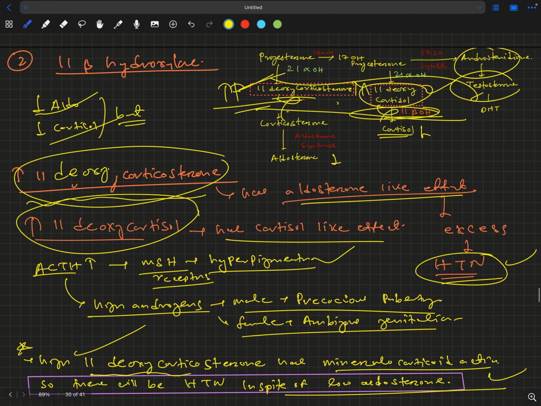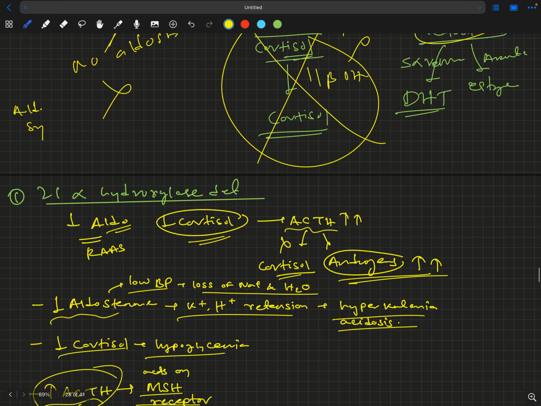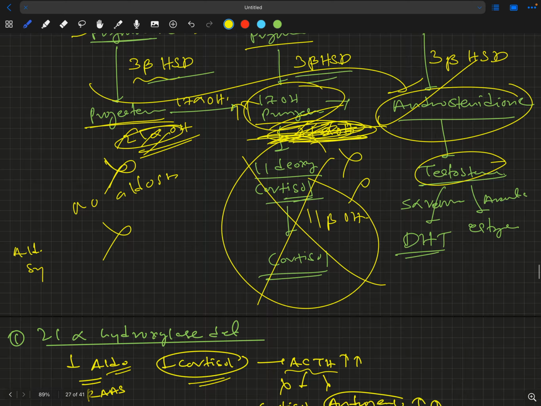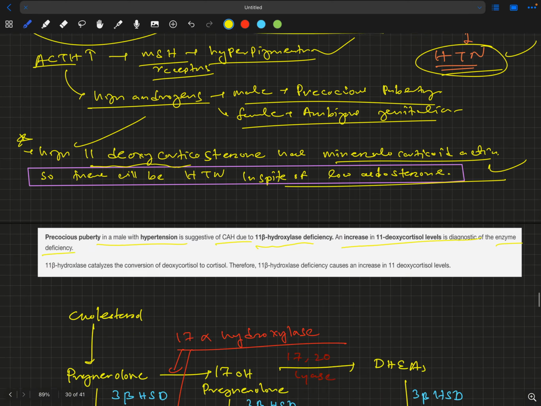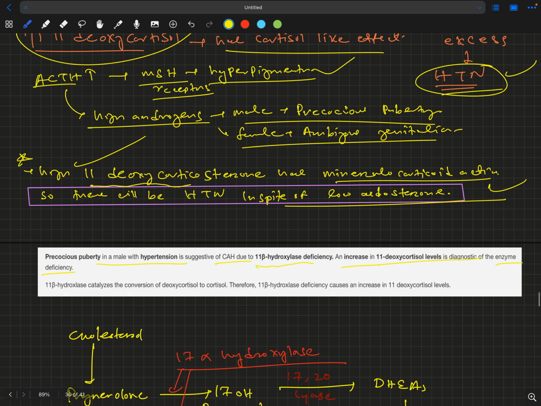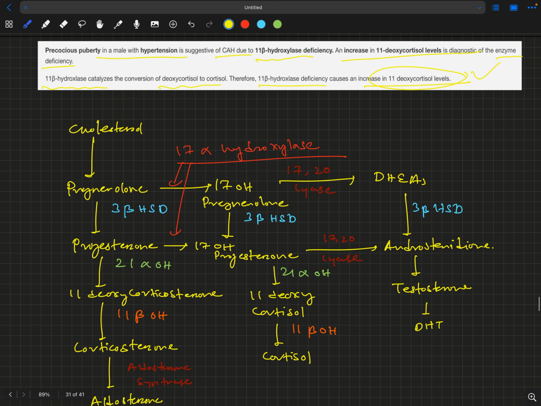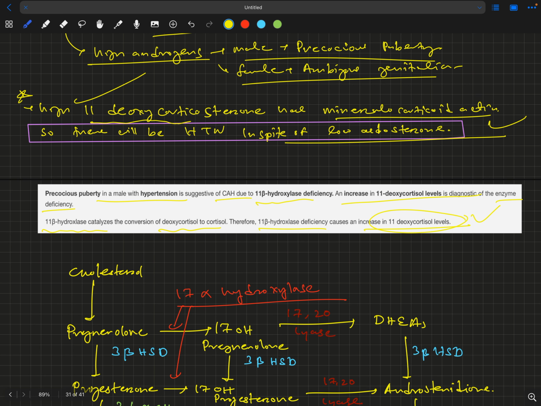11-deoxycortisol is used for diagnosis, just like 17-hydroxyprogesterone was used for diagnosis of 21 alpha hydroxylase. Here we use 11-deoxycortisol level for diagnosis because it will be increased. 11 beta hydroxylase catalyzes the conversion of deoxycortisol to cortisol. Therefore, in 11 beta hydroxylase deficiency, there will be increase in 11-deoxycortisol level. That will be used for the screening or diagnosis of this condition. Now, the second most common is 21 alpha hydroxylase.